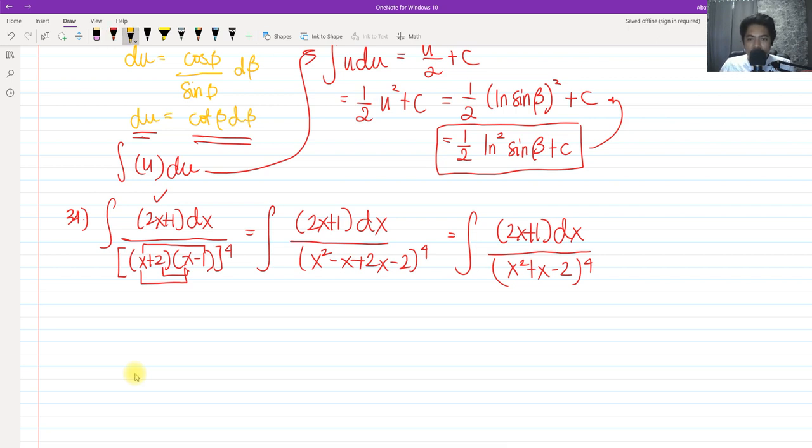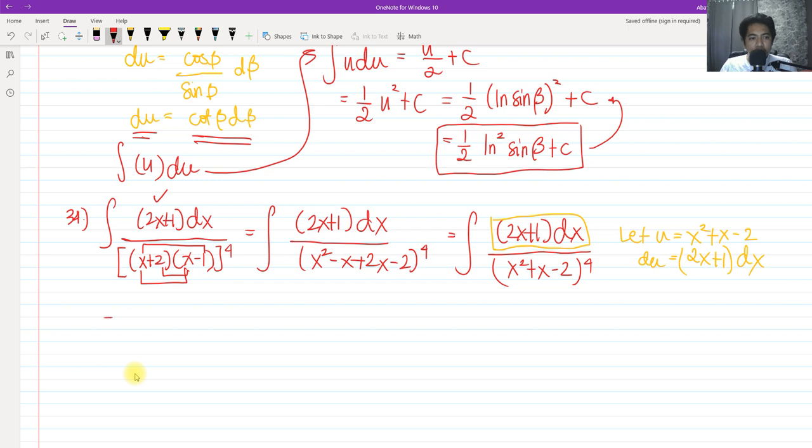And again, as you can see, if we let u be the denominator, we have x squared plus x minus 2. Get the derivative of that. That would be 2x plus 1, of course with respect to dx. So 2x plus 1 dx is readily available in the numerator.